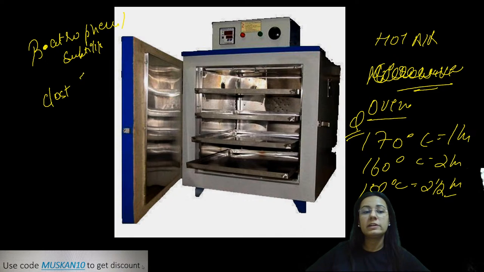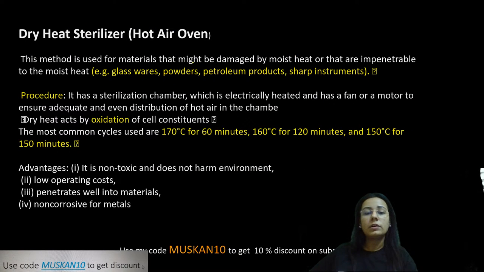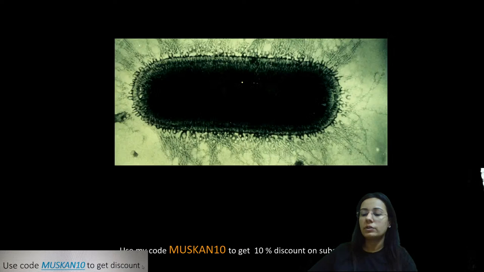Okay, besides that, Clostridium tetani spores are also a biological indicator for the hot air oven, and this Bacillus atrophaeus was also a biological indicator for plasma sterilization. Now coming to the dry heat hot air oven, we have seen the temperature range, and the spores of Bacillus atrophaeus or Bacillus subtilis or Clostridium tetani spores.